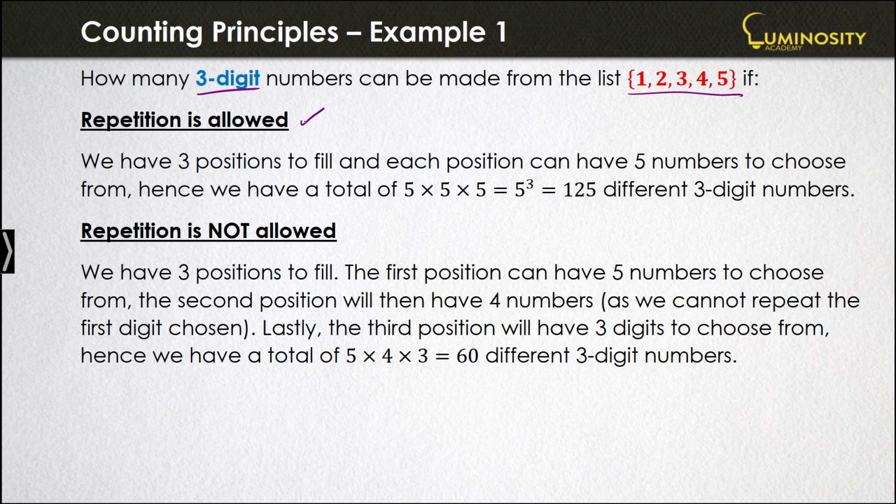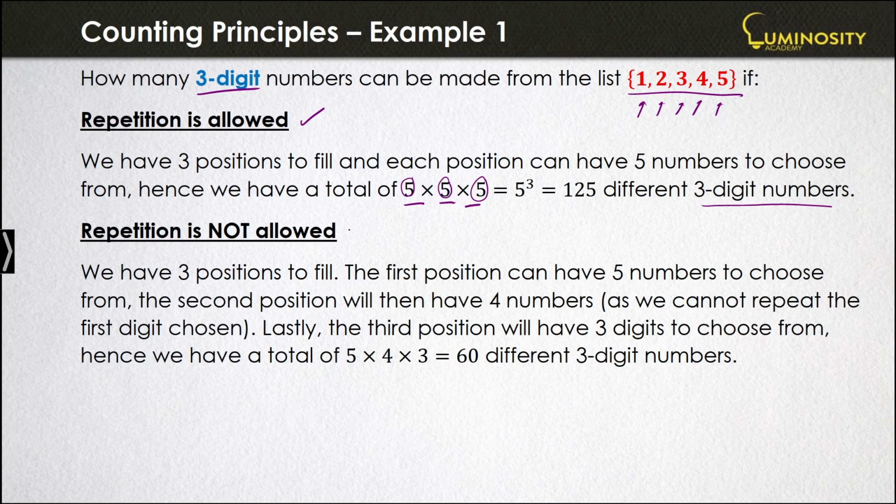So we have 3 positions to fill, okay? And each position can have 5 numbers to choose from, 1, 2, 3, 4, 5. So if repetition is allowed, that means we can repeat digits. So there are 5 options for the first digit, another 5 for the second, and another 5 for the third. So there are 5 to the power 3, which is 125 different 3-digit numbers with repetition.